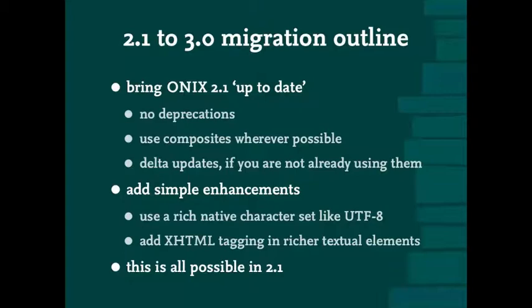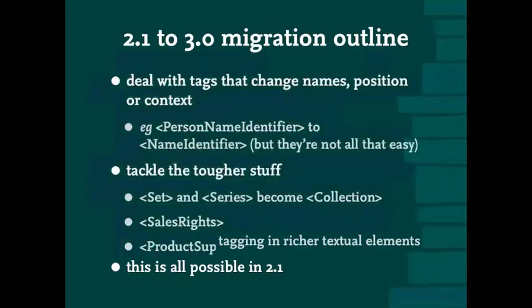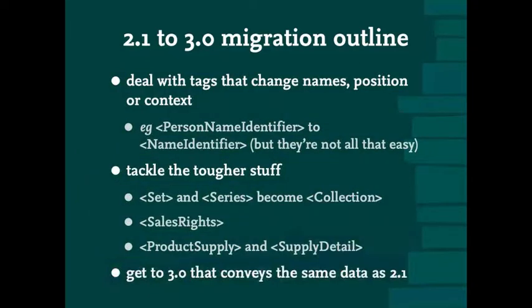So the next step is the migration itself. This is where you step away from 2.1. First of all, deal with the simple things. Basically, the first 4 sorts of changes that I talked about. That's things like person name identifier just becomes name identifier, or the order of a tag changes. They're not all that easy, but for the most part, relatively straightforward changes to tag names, tag positions, or the way that a tag works in context.